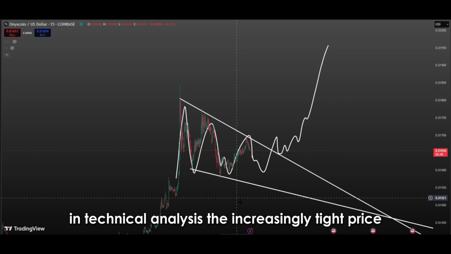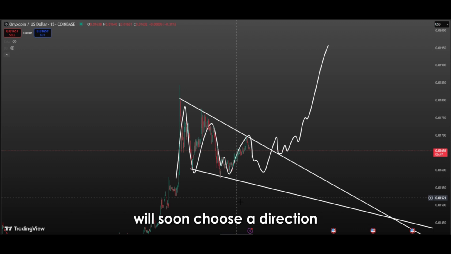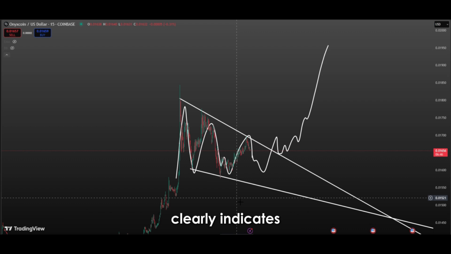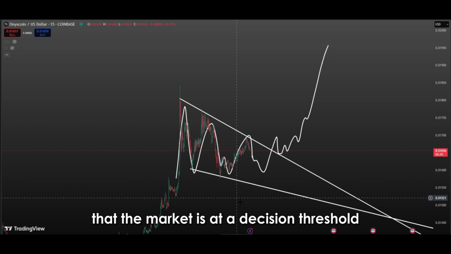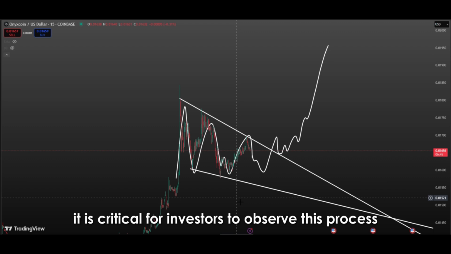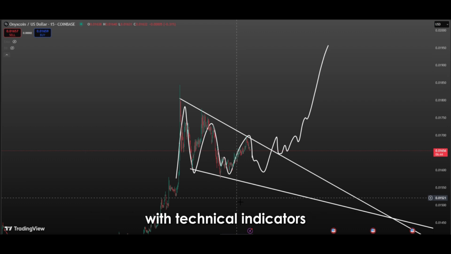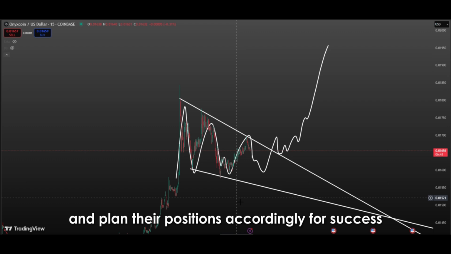The increasingly tight price movement within this pattern will soon choose a direction, and this directional move is likely to be powerful. The current technical setup clearly indicates that the market is at a decision threshold. It is critical for investors to observe this process with patience, confirm the breakout direction with technical indicators, and plan their positions accordingly for success.